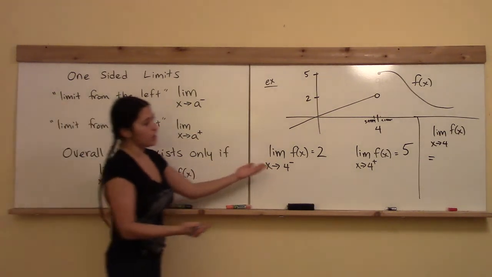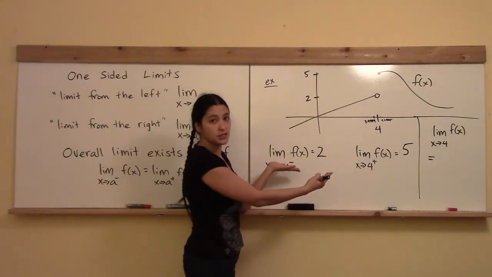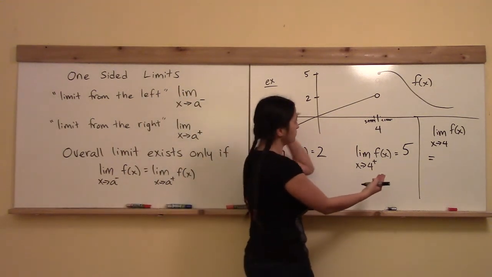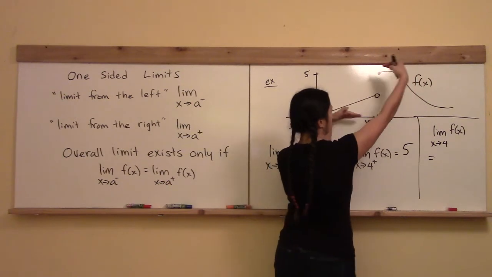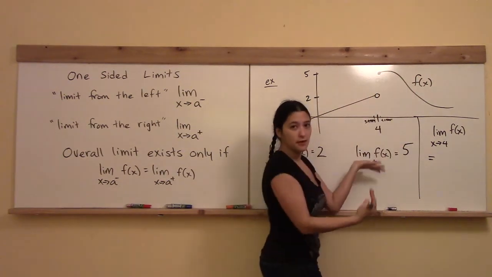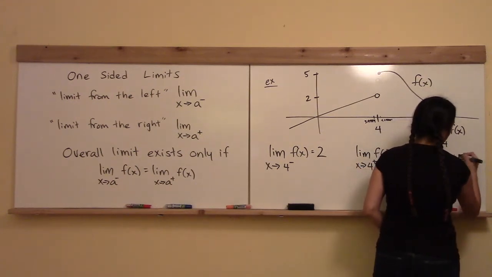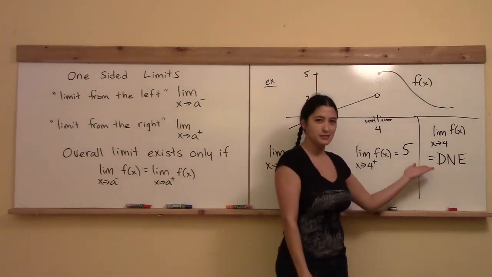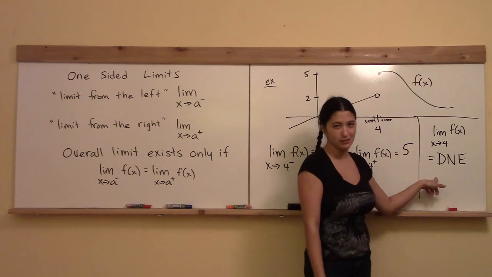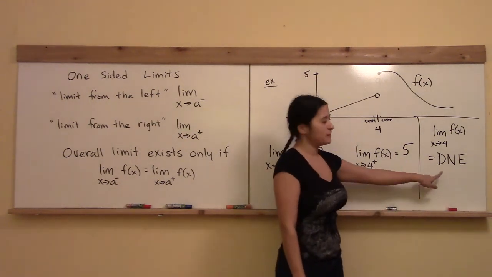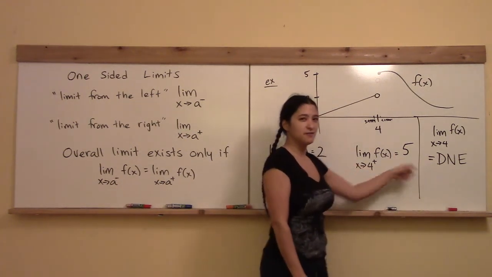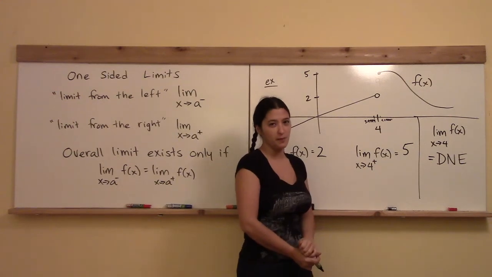However, if they are not equal to the same value and they don't match here, then when I approach it from here, it's 2. When I approach it from here, it's 5. What can I say about that? All I can say is DNE, and that's actually the right answer. Does not exist. That's what the DNE stands for. You're going to start to see that a lot. The limit does not exist if the two one-sided limits do not match.